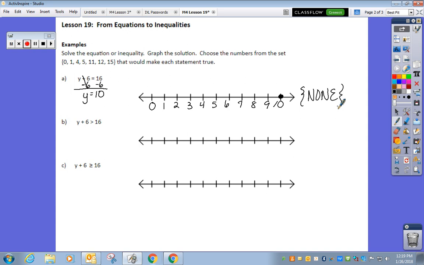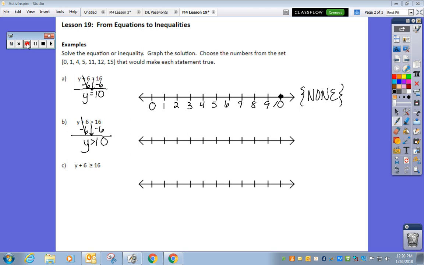Now, looking at letter B, it's the same exact thing we saw in problem A, except instead of an equal sign, we now have a greater than sign. We're going to solve this the same exact way we would solve an equation, except instead of bringing down the equal sign, we'll be bringing down the greater than sign. So we'll still be subtracting 6 from both sides, bringing down the y, and now bringing down a greater than sign. So now it's y is greater than 10.